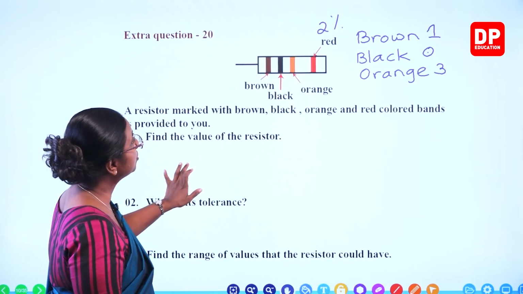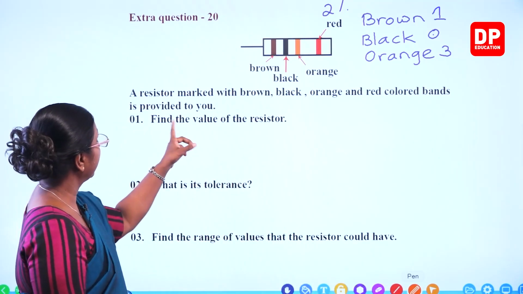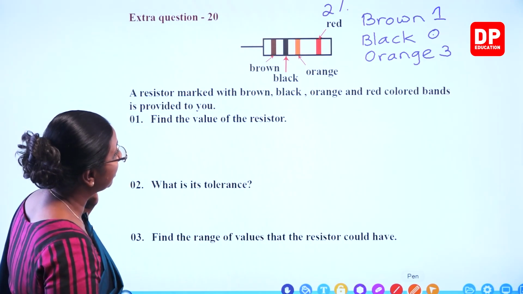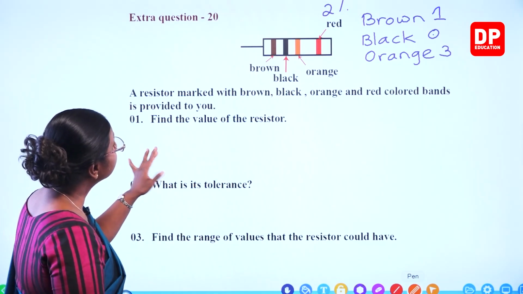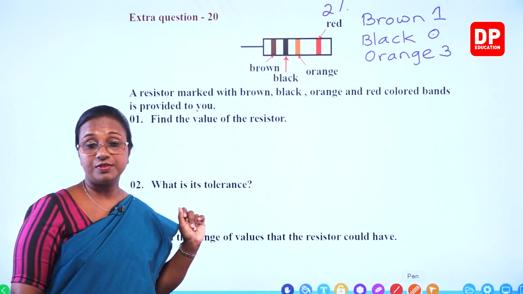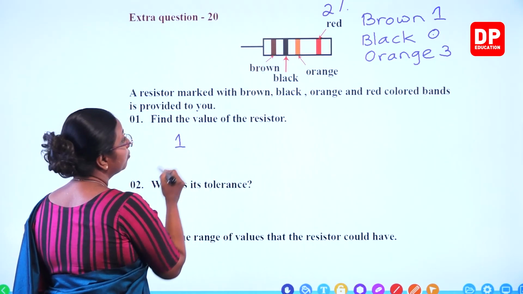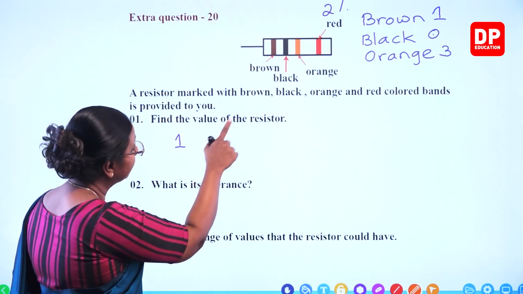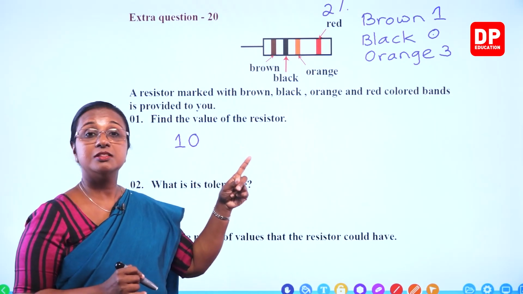Then if we are to calculate the value, before that we have the information, a resistor marked with brown, black, orange and red colored bands is provided to you. And the first question is, find the value of the resistor. So how do you find the value of the resistor? Always for the first color, you write the value 1. Then second color also, you write the value directly. Black is 0. Then the third color, orange, 3.